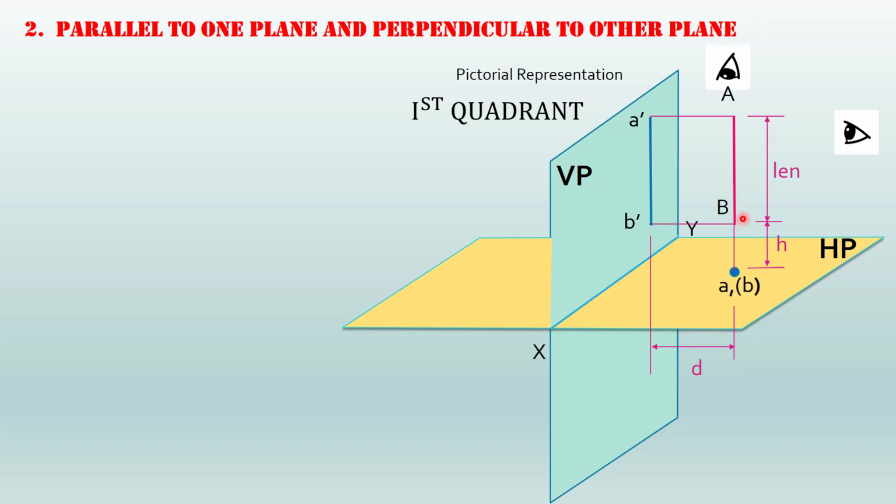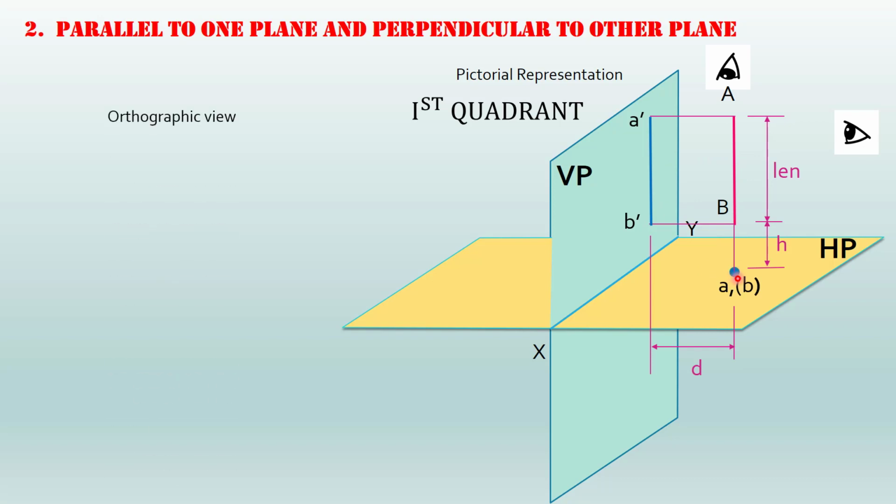So how will you mark the point? This is our plan point, and you can mark the point like this: A comma B inside the bracket. Why are you putting a bracket for B? Because B is invisible. B lies exactly below the point A. So when you look from the top, you will be able to see only the top point. So that is A comma B. This represents the plan, and this represents the elevation, right? So the elevation will be true length, and in plan you will get a point.